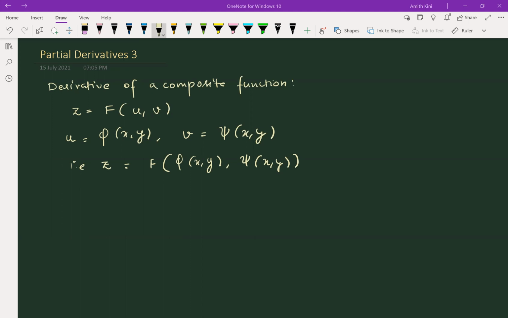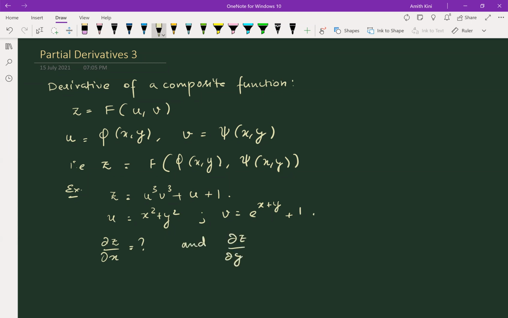So let's just look directly at an example. Let's say z is equal to u cube v cube plus u plus 1. And u itself is equal to x square plus y square. And v is equal to e power x plus y plus 1. And the question is to find del z by del x and del z by del y.